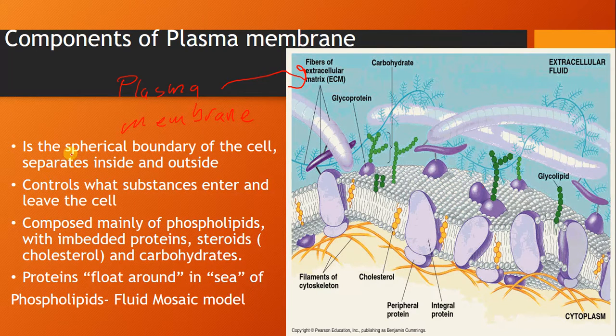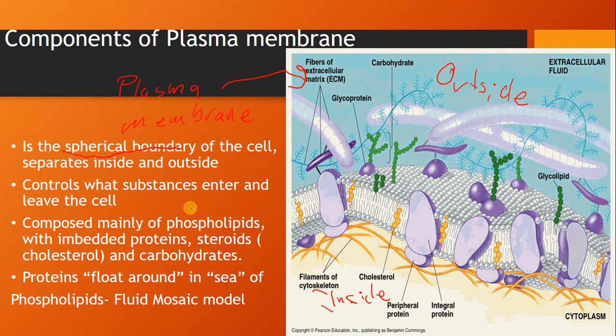What does the plasma membrane do? Well, it surrounds the cell. It's the boundary, the inside and the outside. And it controls what substances enter and leave. It's like a wall, a fluid wall or a gate. It controls what goes in and what goes out, and also is in charge of a lot of processes in which the cell interacts with things on its exterior.